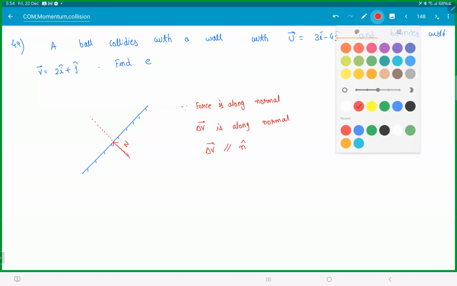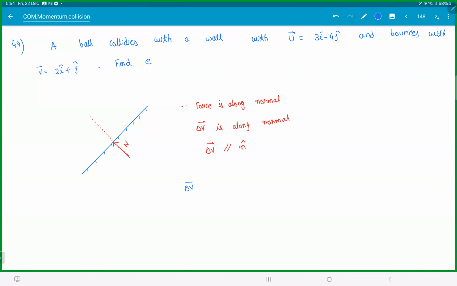Got it? So delta v bar is v final minus v initial, which is minus 3 i cap, j cap minus 5 j cap. So if you take n cap, a parallel unit vector, this would be minus 5 j by root 26. This is your unit vector.